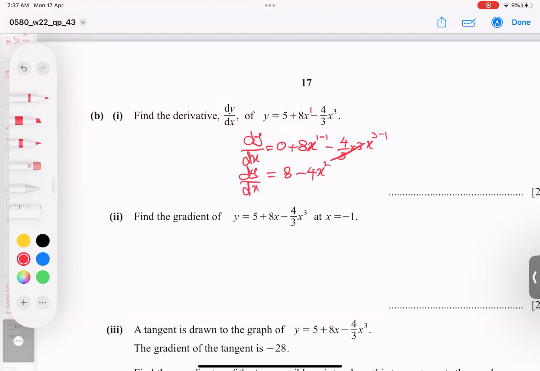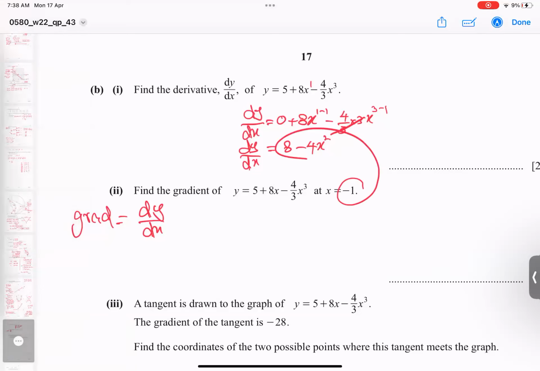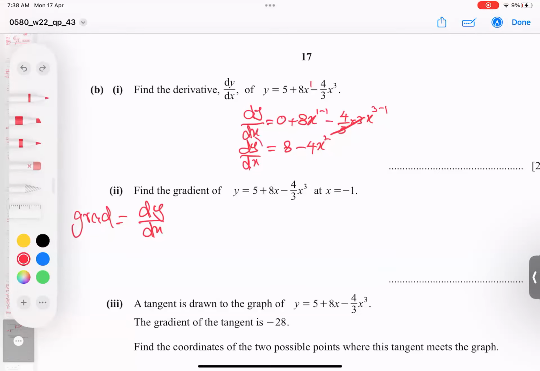After this, the same applies for gradient. For your knowledge, gradient and dy over dx are exactly the same. So just plug in the minus 1 in place of this. I'm replacing dy/dx by m. We have 8 minus 4 times negative 1 to the power 2. This is 1, so 8 minus 4 is 4. So m is 4, so the gradient is equal to 4.